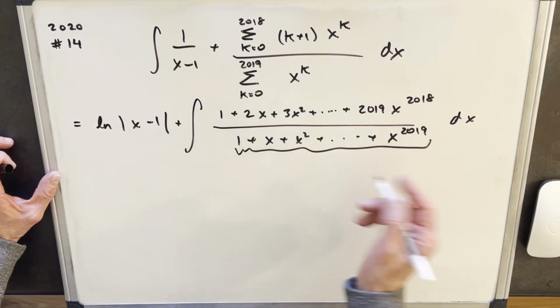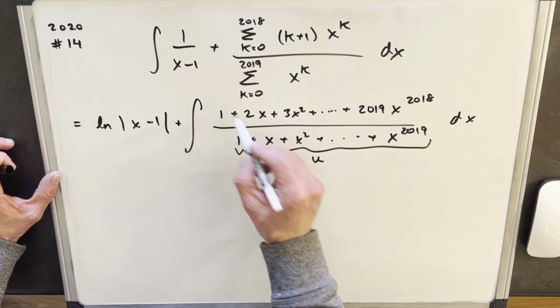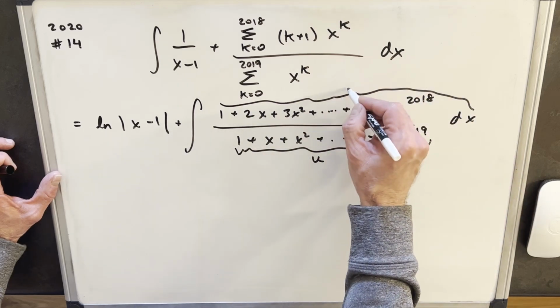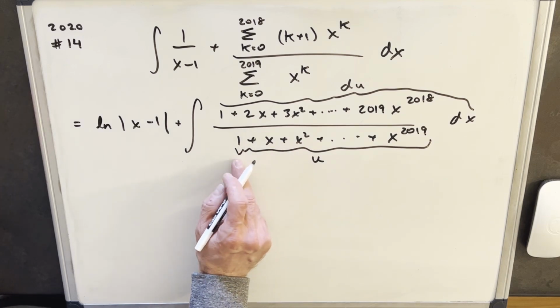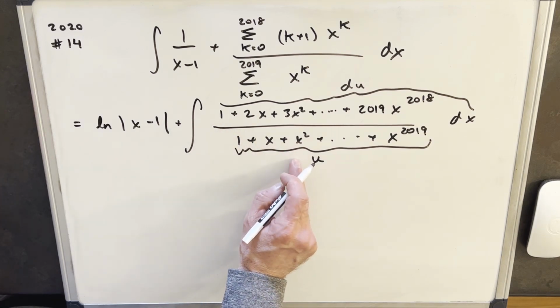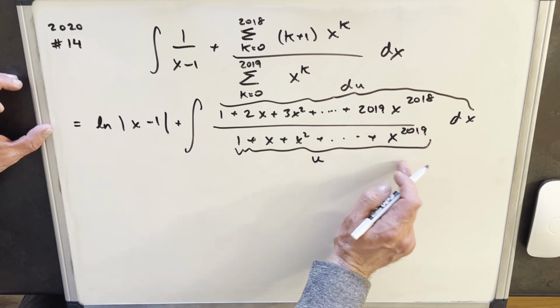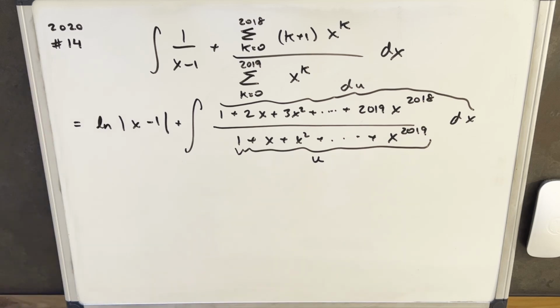And now maybe you see it, and what we can do is a u substitution. I'm not going to rewrite it, but I'm going to call this whole denominator u, and then notice, if you take the derivative of that, this is going to be the derivative, so we're just going to have du in the numerator. Just noticing, derivative of 1 is 0, derivative of x is 1, derivative of x squared is 2x. Derivative of this last term, x to the 2019, is 2019 x to the 2018. So it's set up perfectly.